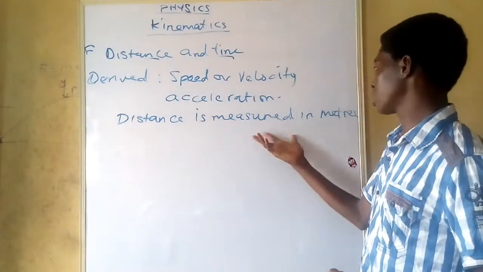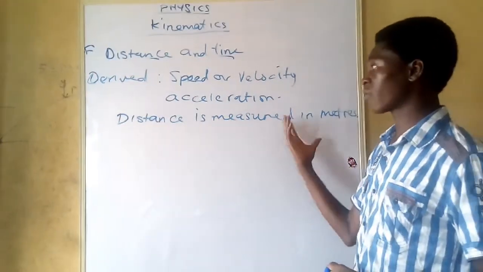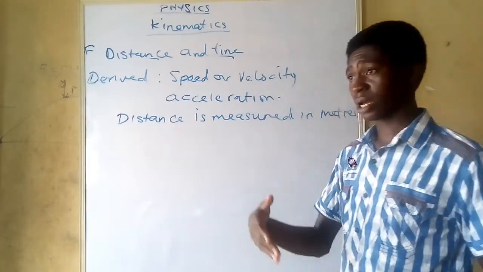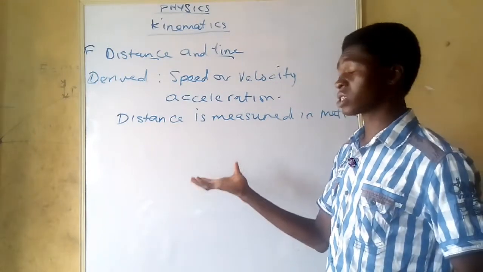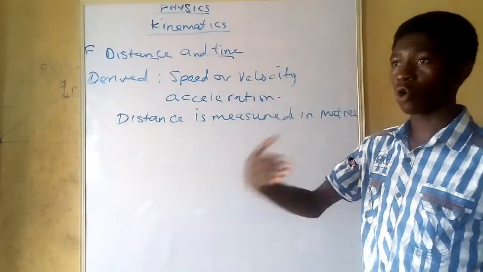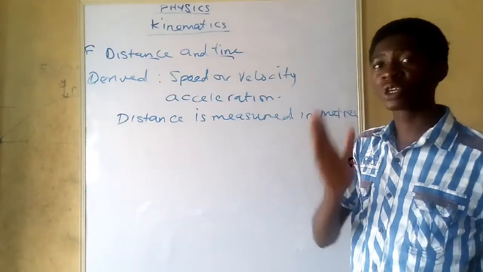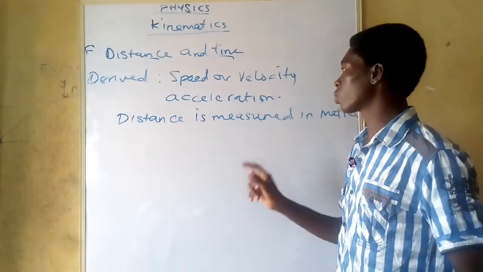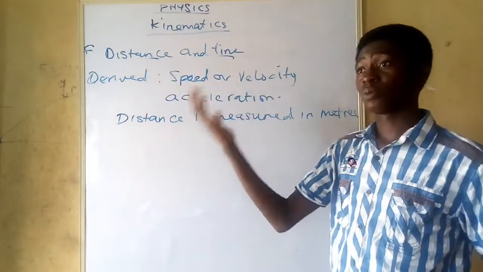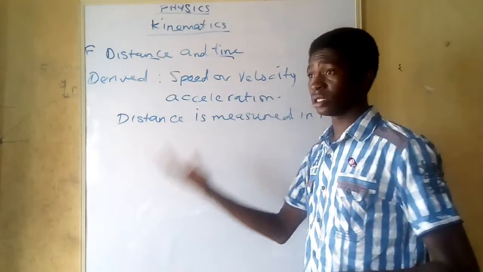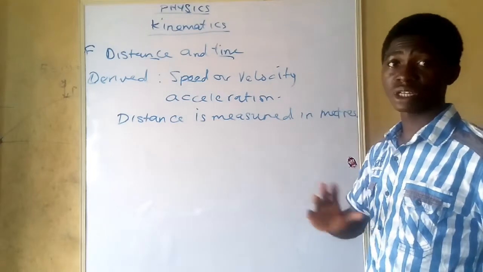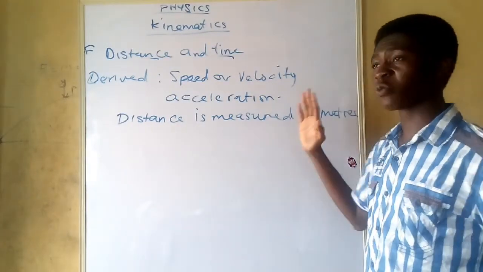Now, like distance, distance can be measured in other units, such as kilometers, miles, yards, and the like. So sometimes in physics, you'll be given a problem in one unit and you'll be asked to convert it to another unit to give a proper answer. So you have to be careful of units. Time also can be measured in seconds, minutes, hours, days, years, and the like. All those are units of measurement of time.